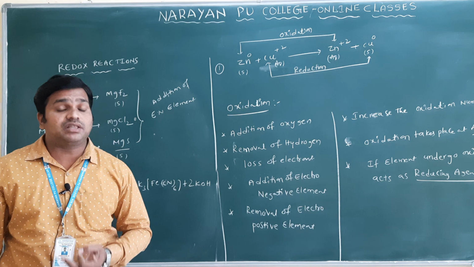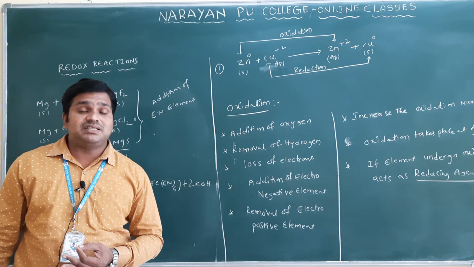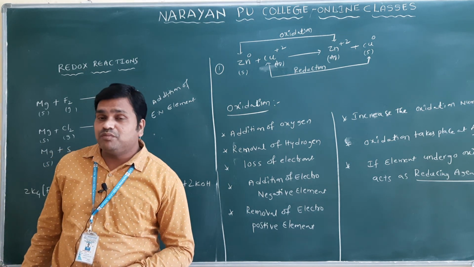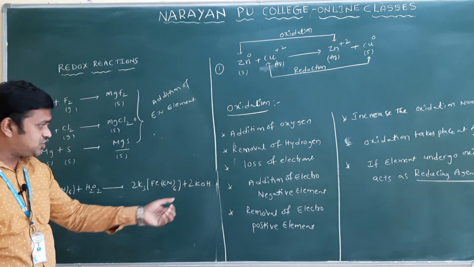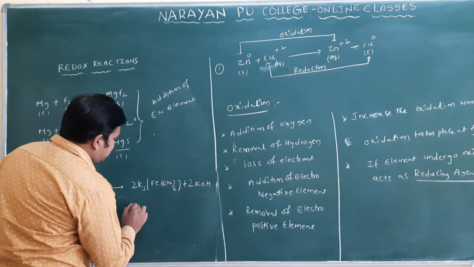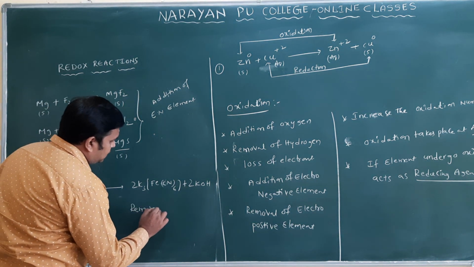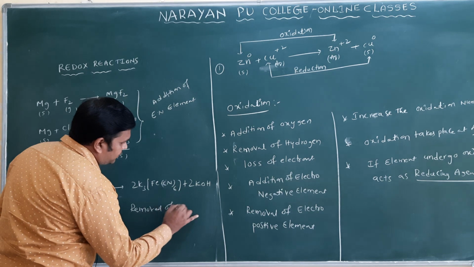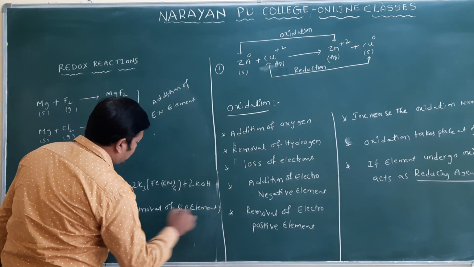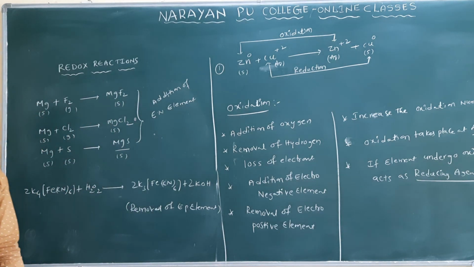If you see the first group elements, lithium, sodium, potassium, rubidium, those are called metals only. Generally the nature of metals is electropositive. So what are you removing here? We have to remove one electropositive element, potassium, from this compound. So this is an example for removal of electropositive element only.